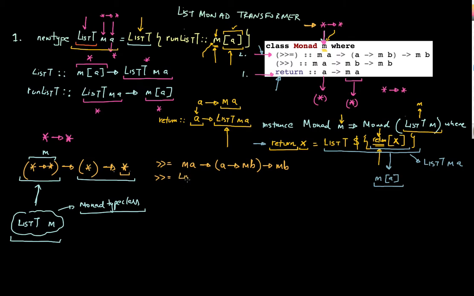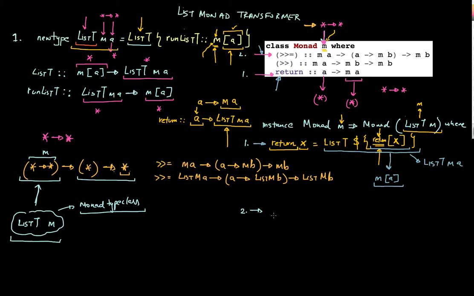So I'm replacing these m's with list t m a for the first parameter, and the second parameter is a function that goes from a to m b, where m again is list t m, so list t m b. Finally, the output here is list t m b. Okay, so this is the type signature for the bind method. Let's provide the implementation here. That was the implementation of the return method, and now to the bind method.